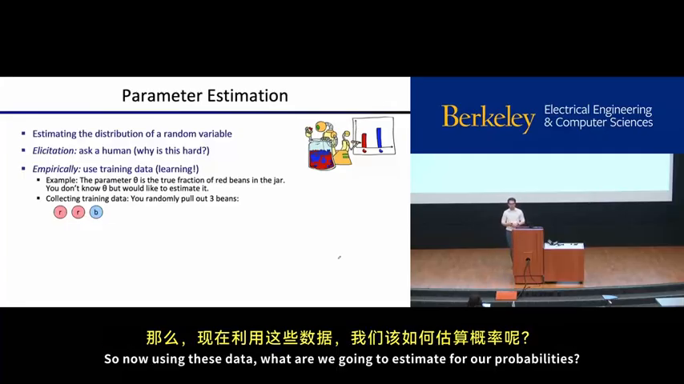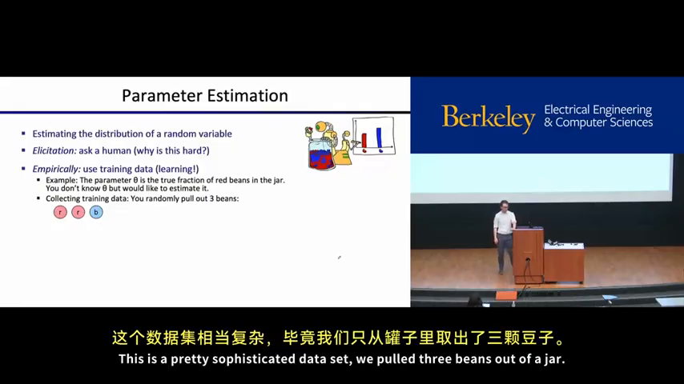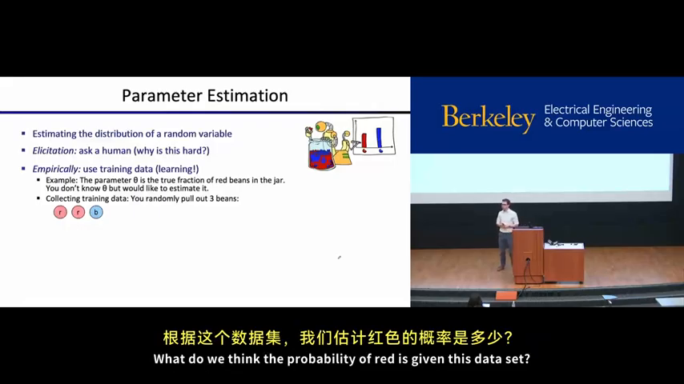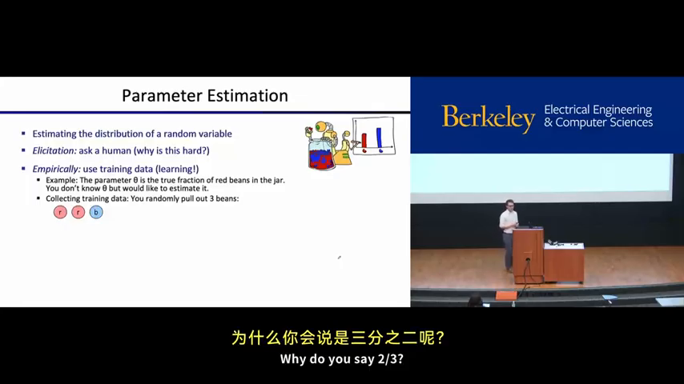So now using these data, what are we going to estimate for our probabilities? What do we think is the probability of red given this data set? This is a pretty sophisticated data set. We pulled 3 beans out of a jar. What do we think the probability of red is given this data set? Probably 2/3. Hopefully you say 2/3, right? Why do you say 2/3?